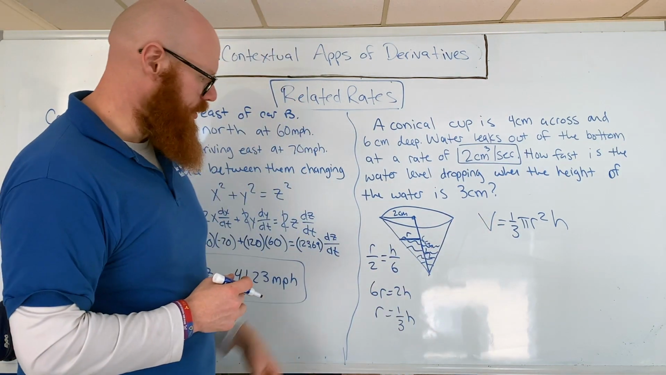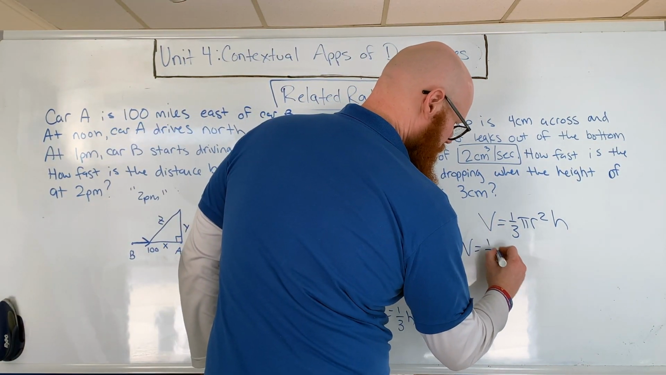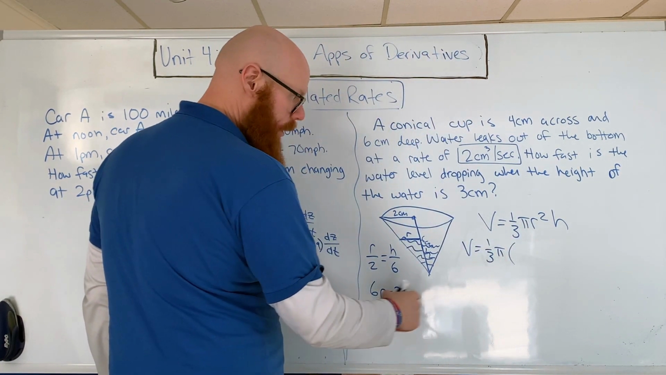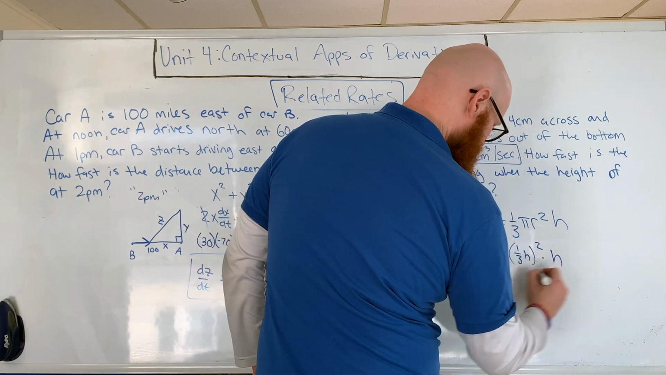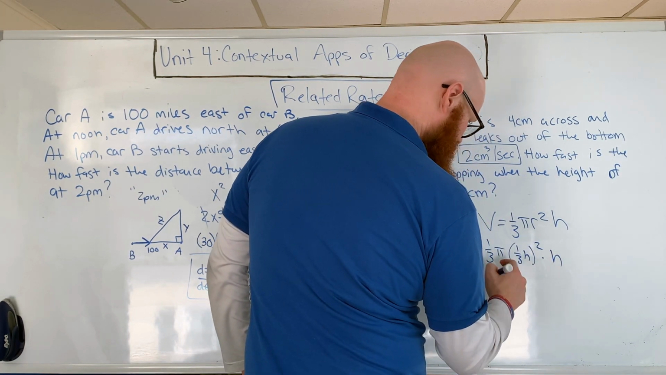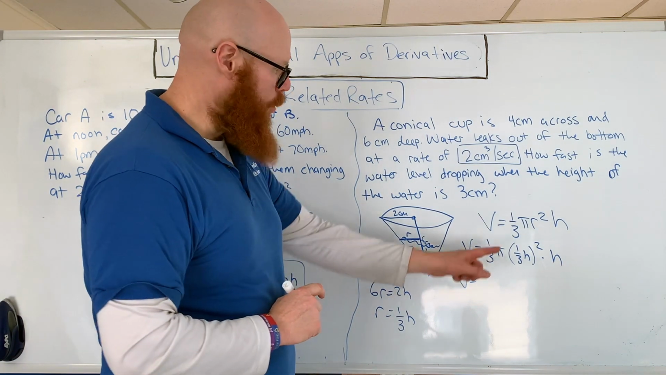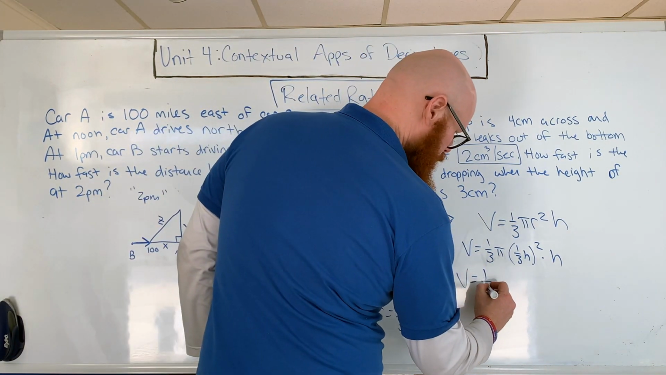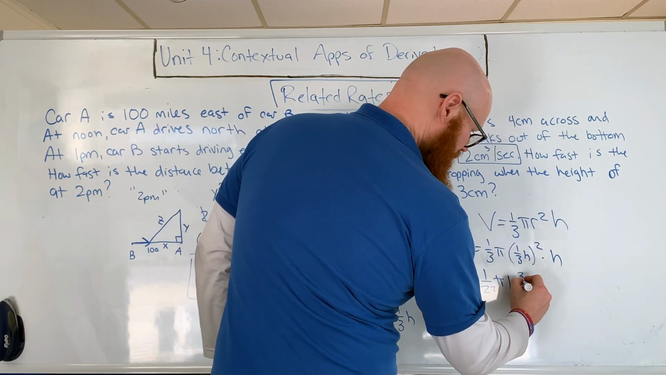So we fix it by doing substitution. So I'm gonna do a little bit of simplifying here. So this is 1/3 h squared times h. Again, it's more simplifying, so I got 1/3. 1/3 squared is 1/9, and 1/9 times 1/3 is 1/27 pi. h squared times h is h cubed.